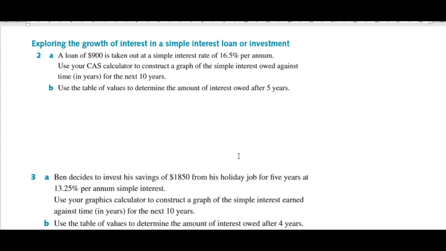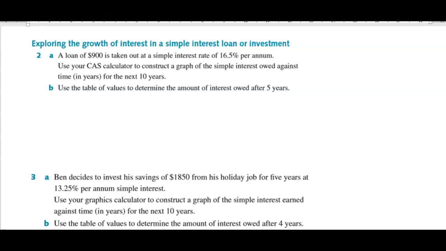All right, exploring the growth of interest in a simple interest loan or investment. A loan of $900 is taken out at a simple interest rate of 16.5% per annum. Use your CAS calculator to construct a graph of simple interest owed against time in years for the next 10 years. Okay, so I'm just going to pull out the important information.